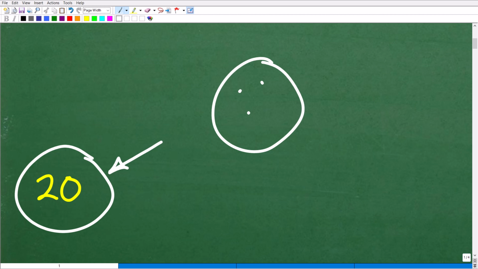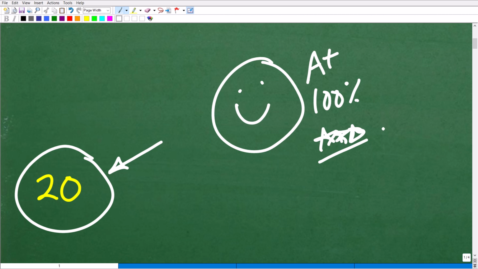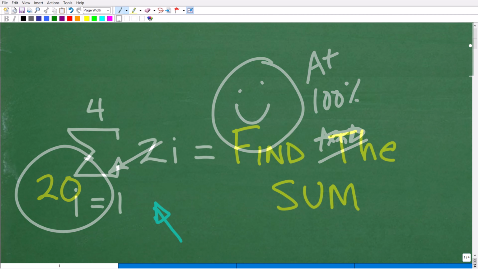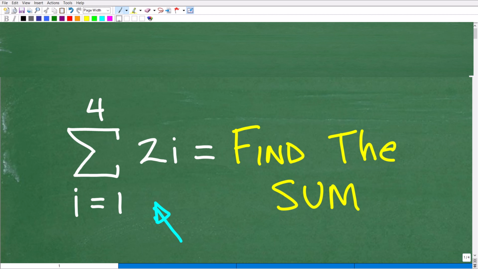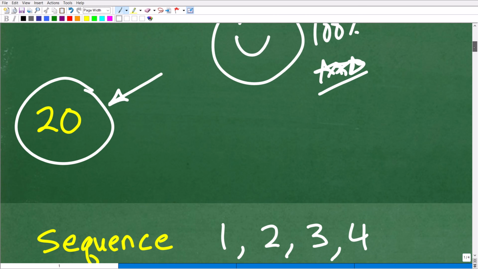Matter of fact, let me give you a nice little happy face, an A+, a 100%, and a few stars so you can tell your friends and family that you understand sigma notation, or summation notation. That's what this is right here. And the sigma basically represents the sum of something. Okay, so that's what we're talking about. And let's get into the real basics of this.